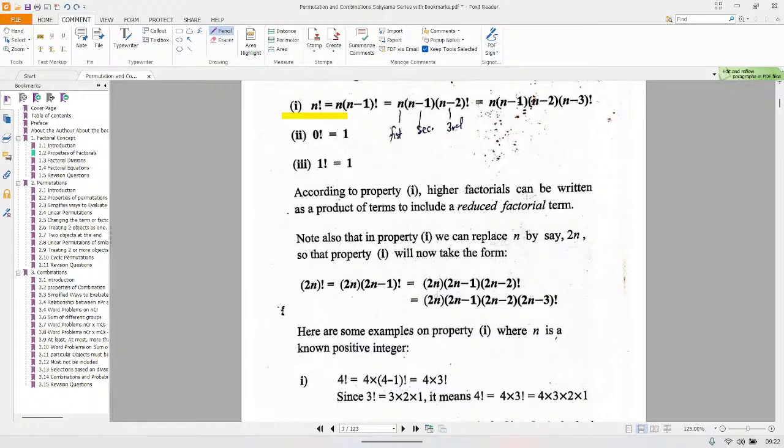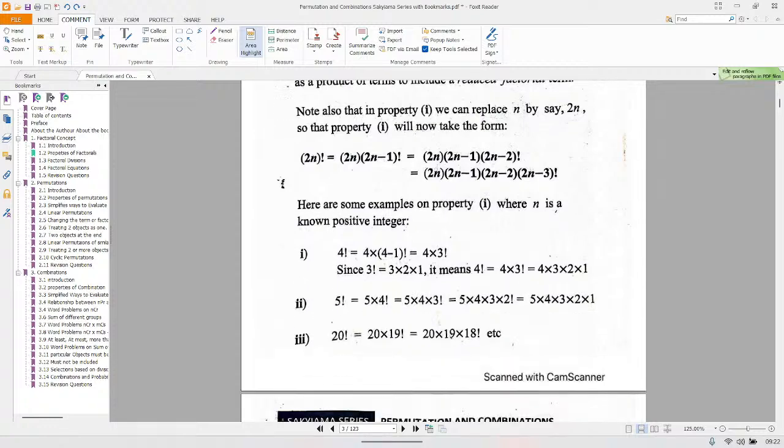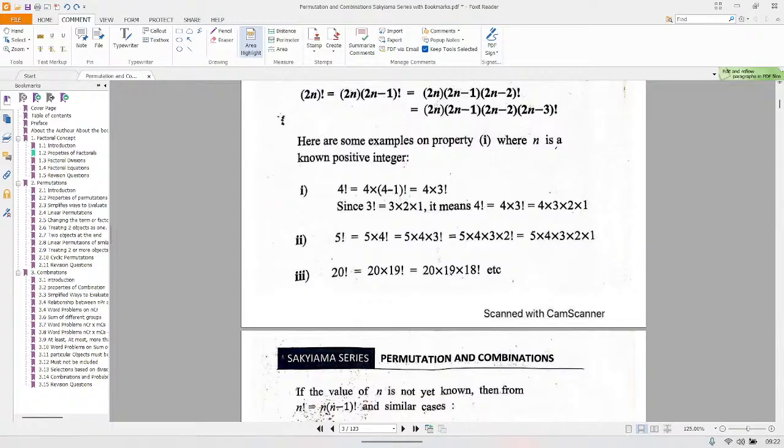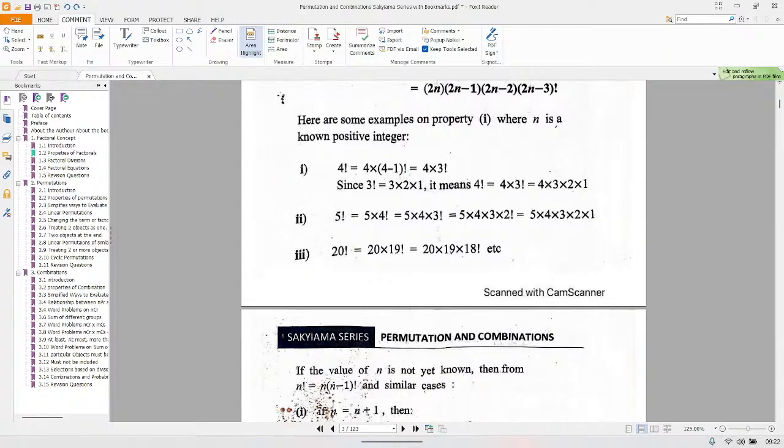Now, are we okay? Okay, so these are some examples of the property where n is known as a positive integer. If you have 4 factorial, you can do it as 4 times (4 minus 1) factorial, right? Or you can end at 4 times 3 factorial. Since 3 factorial is the same as 3 times 2 times 1, it means 4 factorial is the same as 4 times 3 factorial. Similarly, you can do it for the other elements.